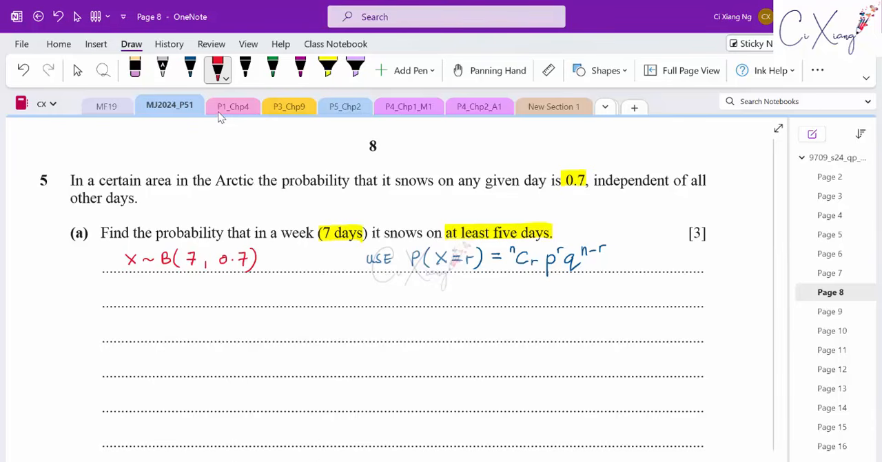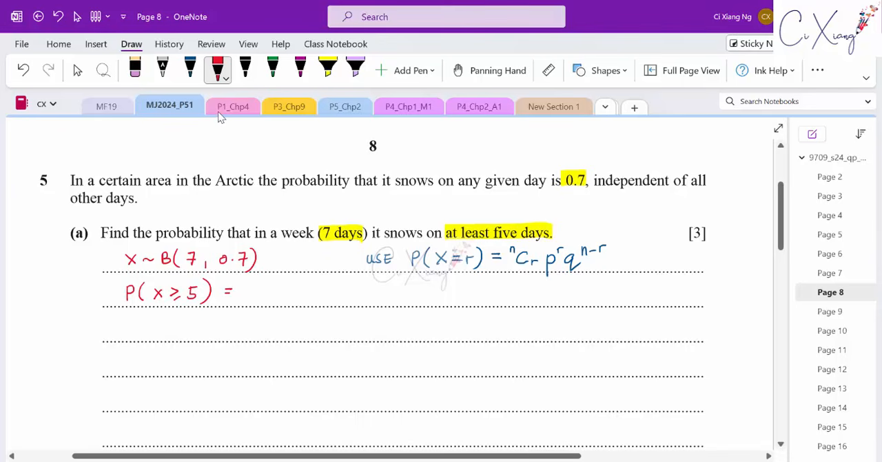Then let's have a look at the question here. They want us to find the probability that x is greater than or equal to 5, at least. So at least means the 5 is included and more than that. So it will be x greater than or equal to 5. So 5 is included and the number can be greater than 5. So I can start with 5 first. When x equals 5, the formula is 7C5, p power 5, q power n minus r, which is 0.3 power 2. So that's for x equals 5.